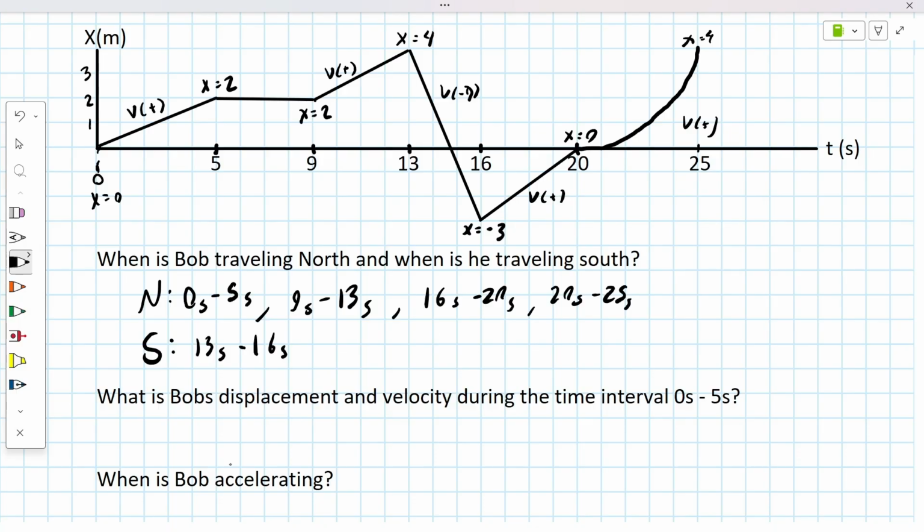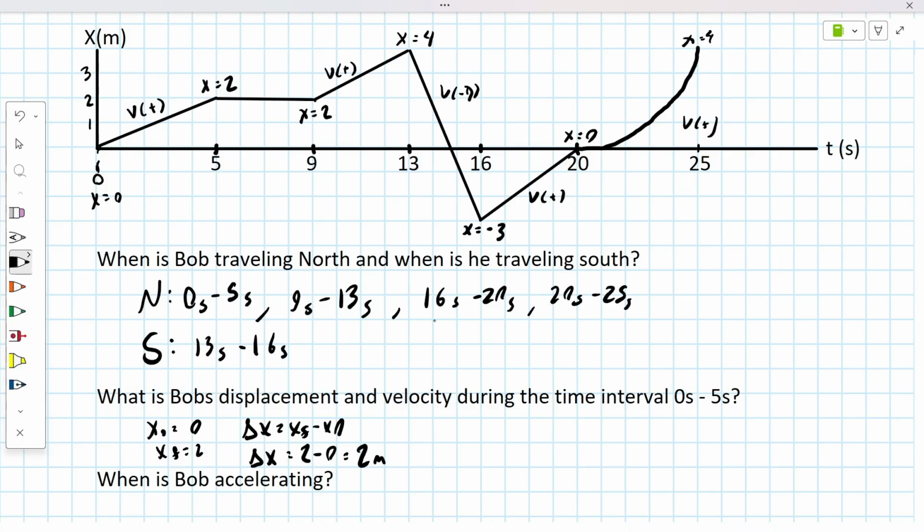The next question asks, what is Bob's displacement and velocity during the time interval from 0 to 5? Displacement we pretty much already solved for, because we know that x initial is equal to 0 and x final is equal to 2. So the change in x is x final minus x initial, which is 2 minus 0, which equals 2 meters. That'll be the displacement. But how do we find the velocity?